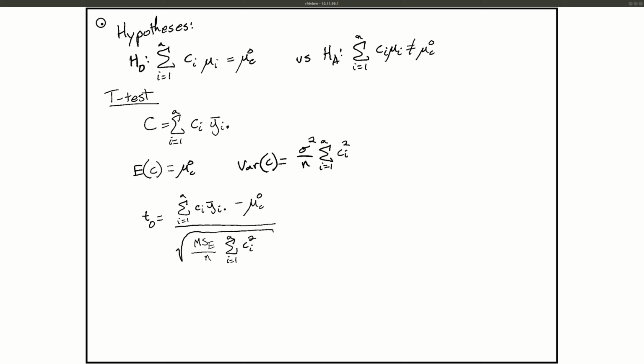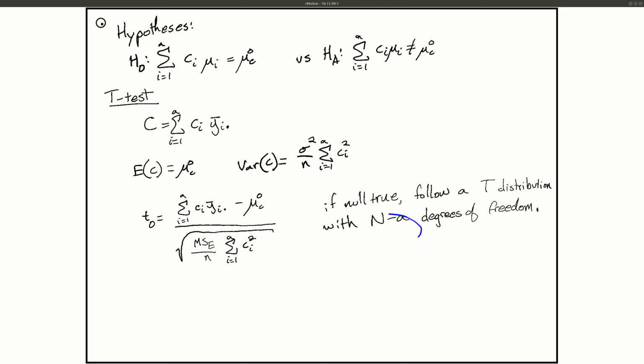And this, if the null hypothesis is true, is going to follow a t distribution with big N, our total sample size, minus a, the number of levels of our factor, degrees of freedom. This is the same number of degrees of freedom that we have in the mean squared error here.